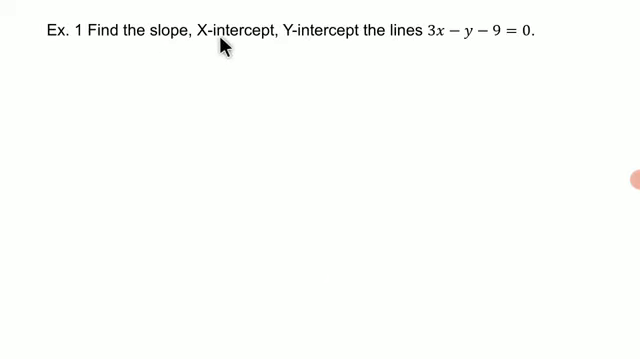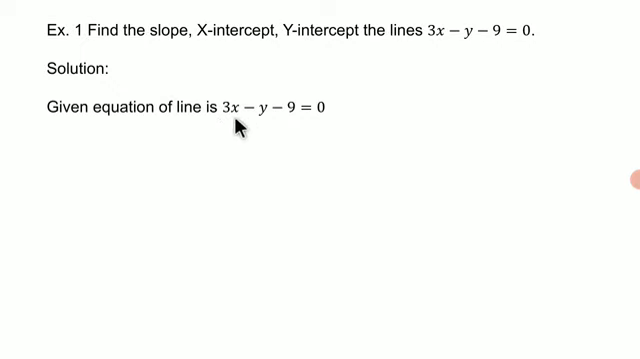Now we solve some examples from our exercise number 5.4. So see the first example. Find the slope, x-intercept, y-intercept of the line 3x minus y minus 9 is equal to 0. Solution. The given equation of line is 3x minus y minus 9 is equal to 0. If we compare this equation of line to the general equation of line, we get a is equal to 3, b is equal to minus 1 and c is equal to minus 9.